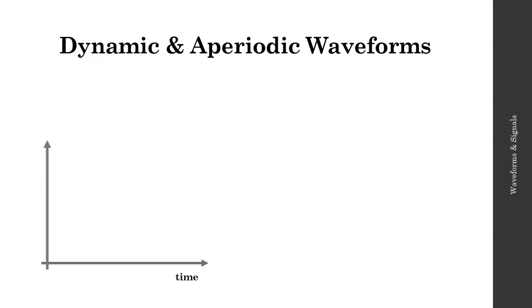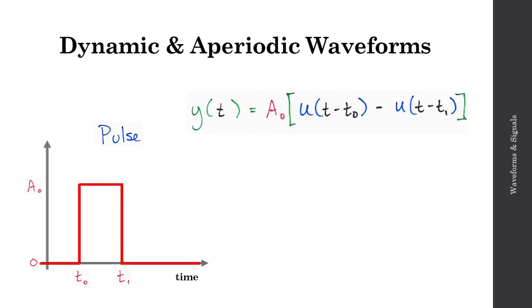Another dynamic and aperiodic waveform that I'll encounter in my mechatronic systems is the pulse waveform. Now this pulse waveform will go up to an amplitude of a0 at some time t0, and it'll fall back to 0 at some later time t1. I can write this then as the difference between two step functions. Here, y of t will be equal to a0 times the quantity u of t minus t0 minus u of t minus t1, where in both cases u is defined as the step function from the preceding slide.